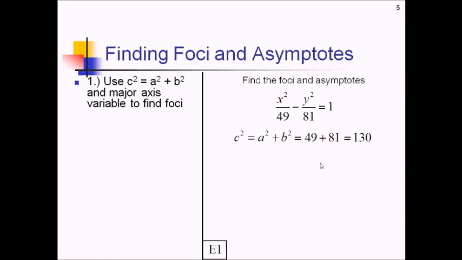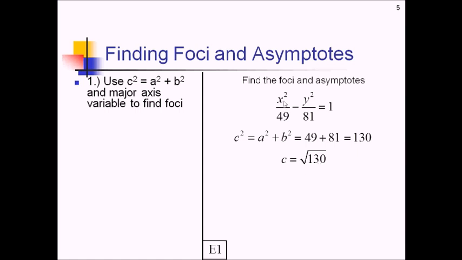So that means that the distance between the center and the foci is going to be the square root of this, the c value, which we'll just leave as radical 130. Can't really simplify that. That's as good as it gets. Although actually, if we were going to graph this, we would plug that in the calculator, but we're not. Now we just have to figure out what our major axis is. That's going to tell us which variable in our center we have to add and subtract this to.